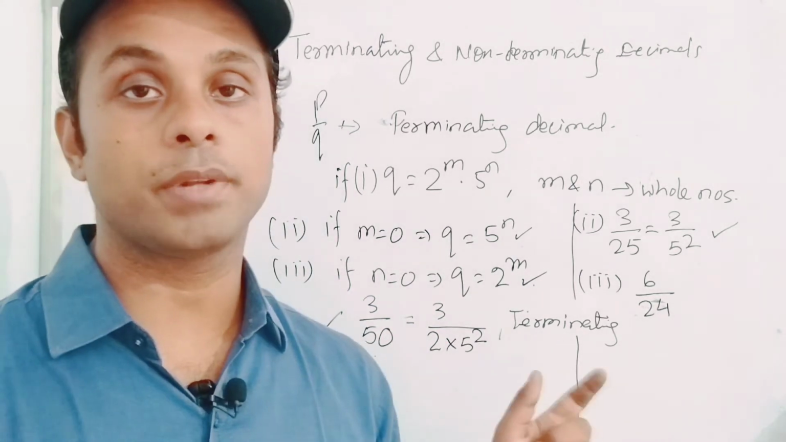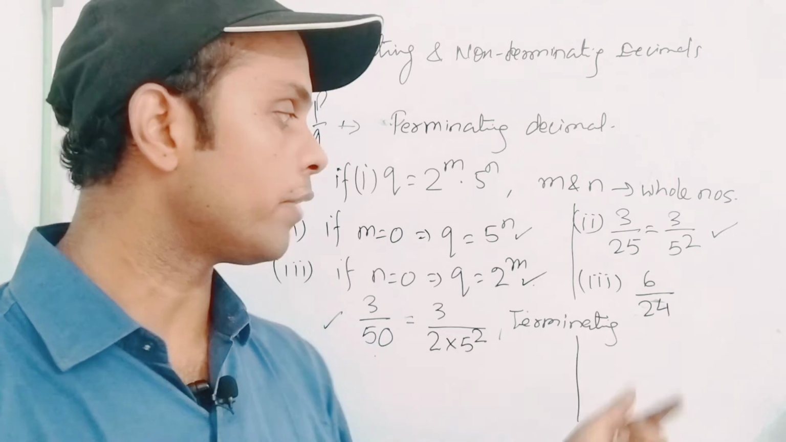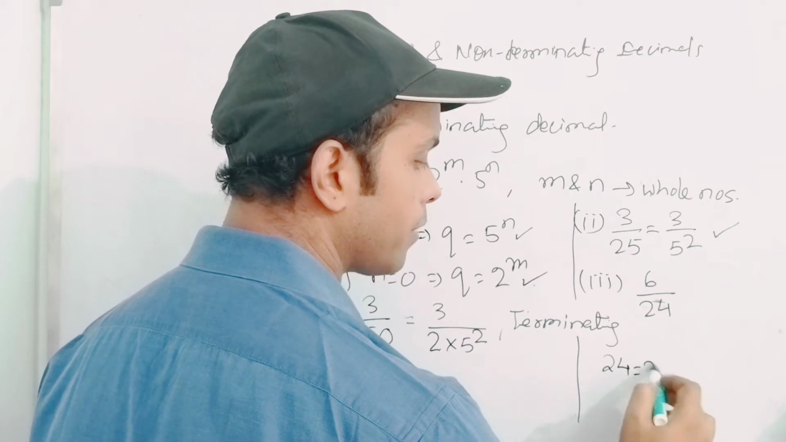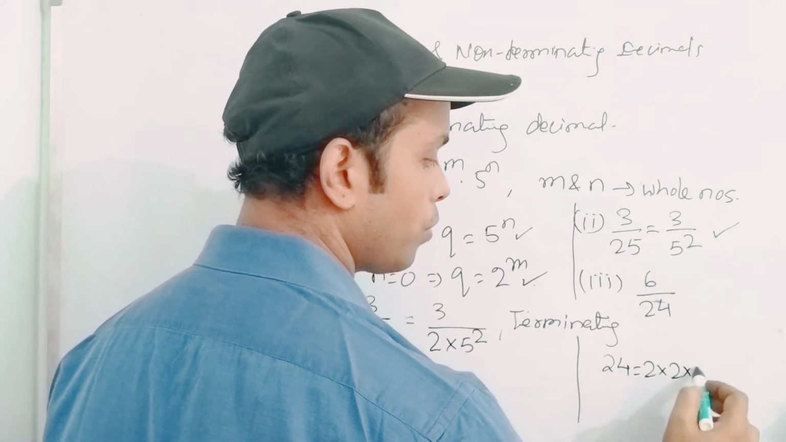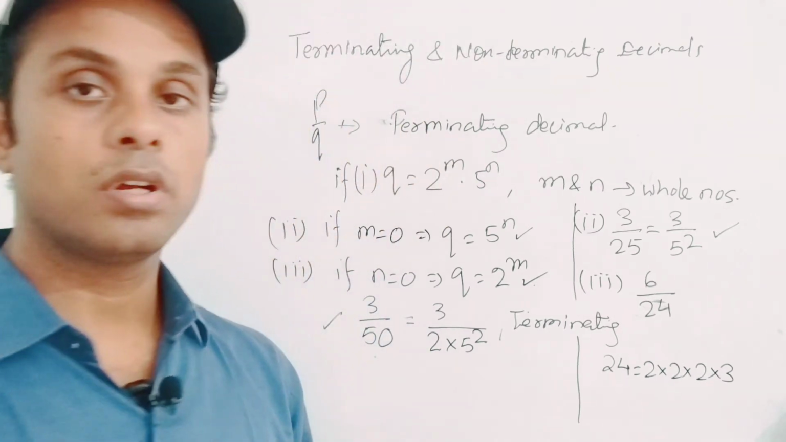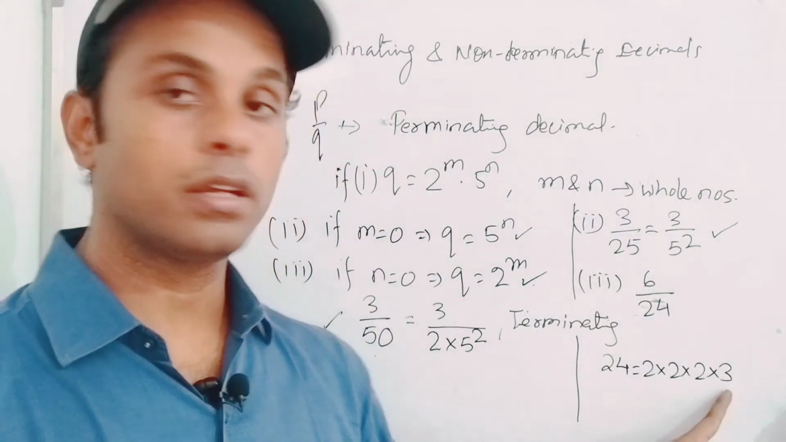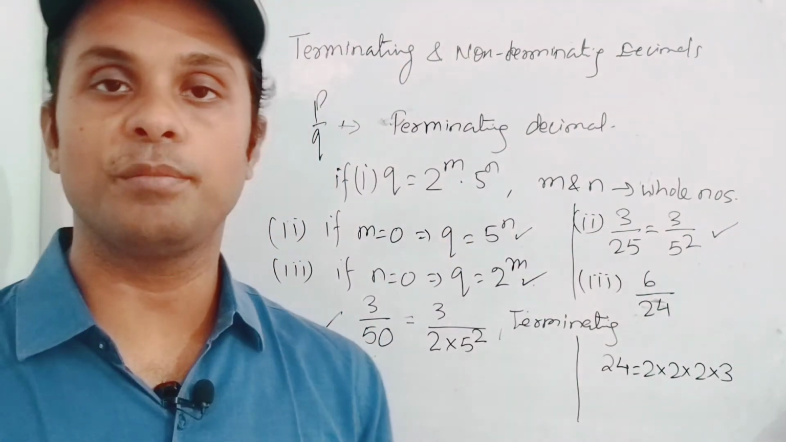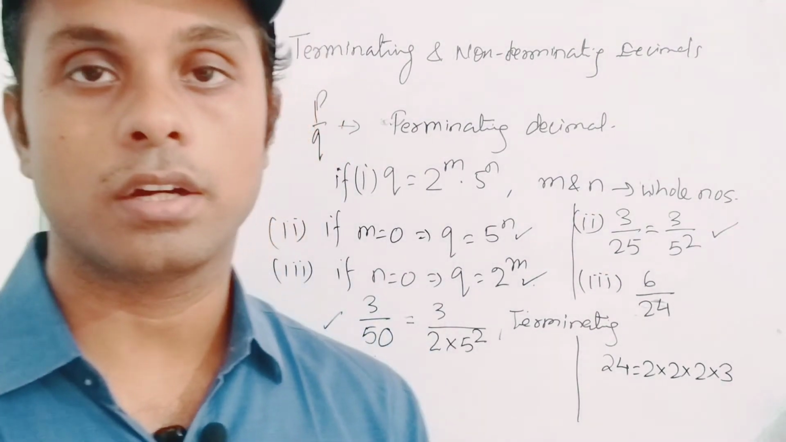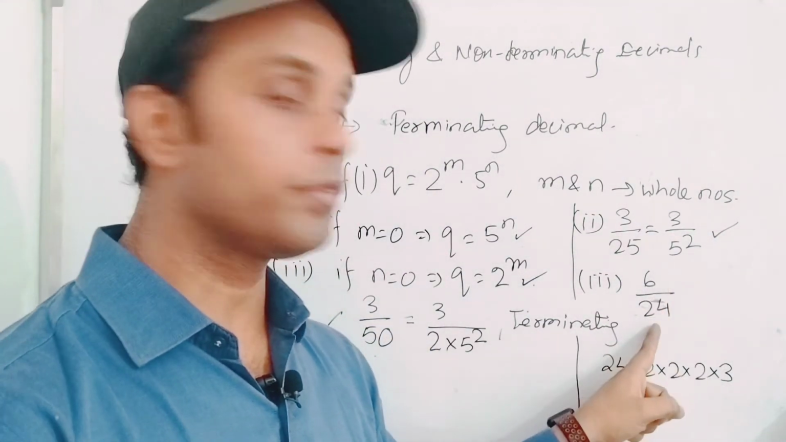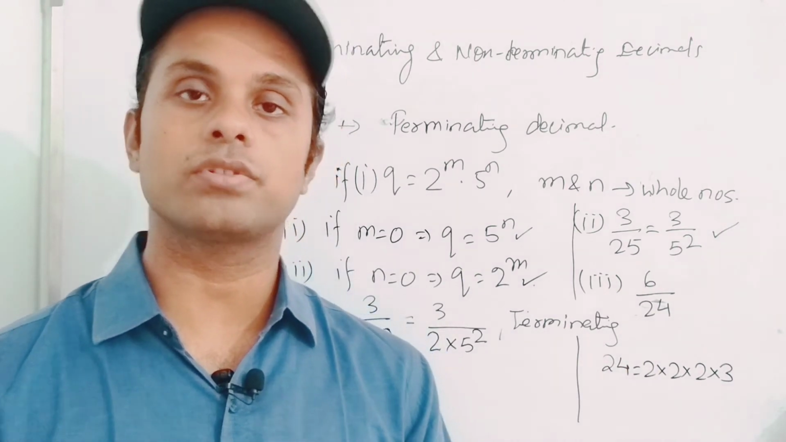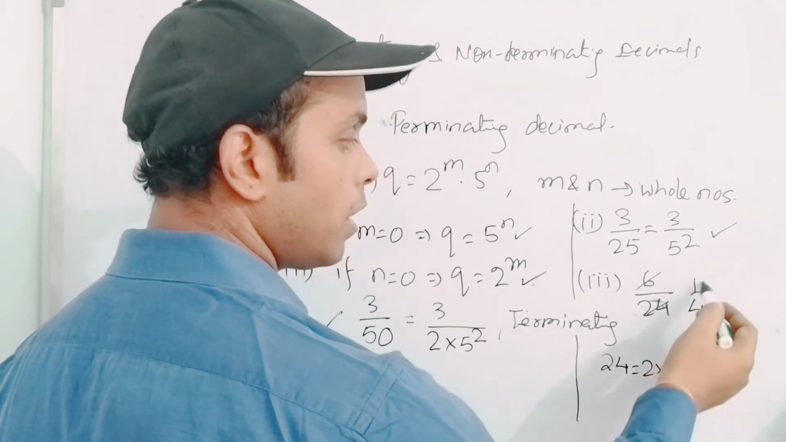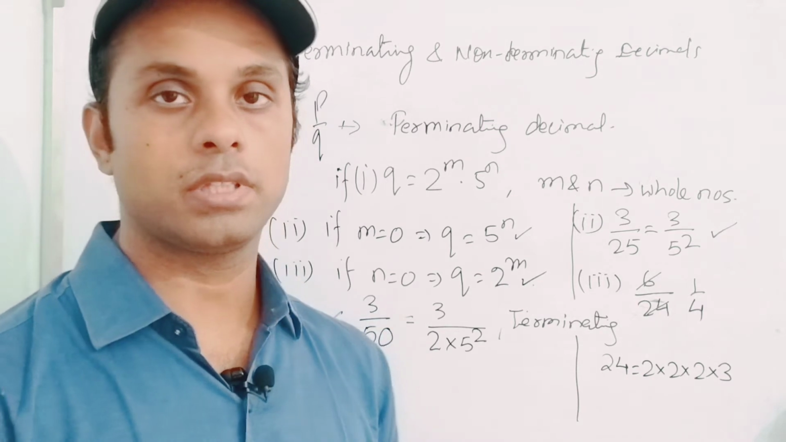Suppose without simplification you proceed ahead and find the prime factorization of 24. Then what will be the prime factorization of 24? It contains 2 into 2 into 2 into 3. So now you have a prime factor 3 other than 2 and 5. Then you will say that this is not terminating, and you are wrong. Why? Because 6 upon 24 is not in the simplest form. So first you simplify. They are reducible to 1 by 4. Now you factorize the denominator. This is the right way.